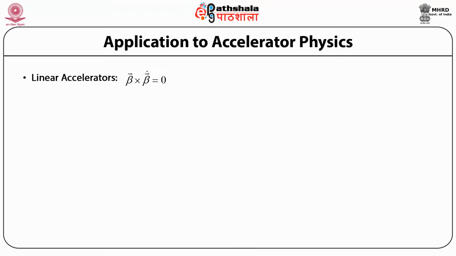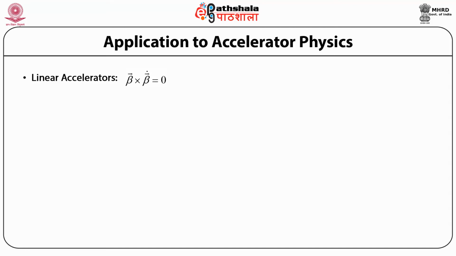There are many Lorentz invariants that reduce to Larmor's formula in the non-relativistic limit, but there are some other constraints that have to be met. Linear accelerators. Let us look at linear accelerators first. In this case, motion is one-dimensional and acceleration is along the direction of velocity. So, beta cross beta dot equals 0.